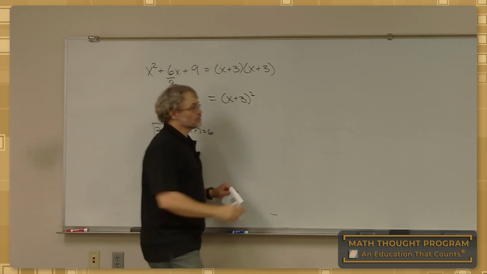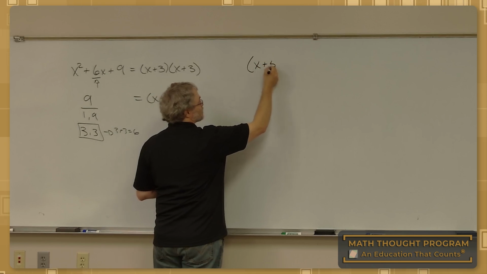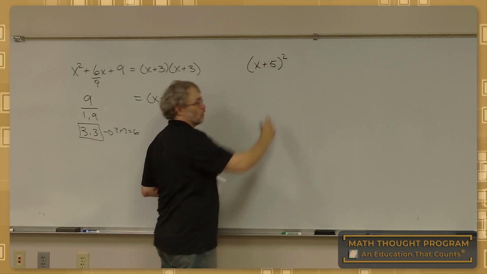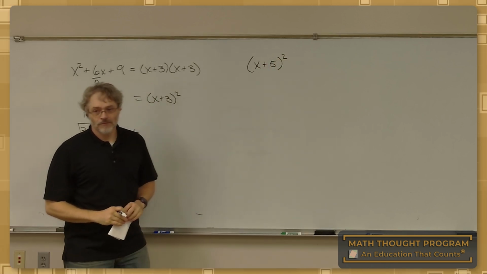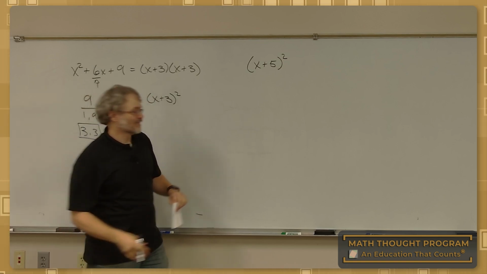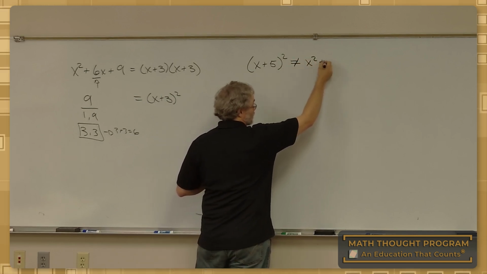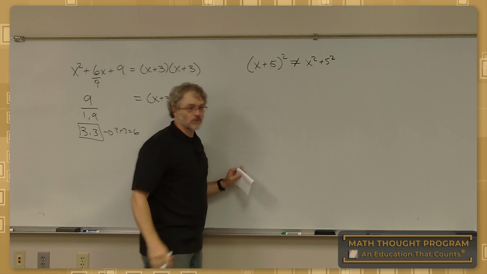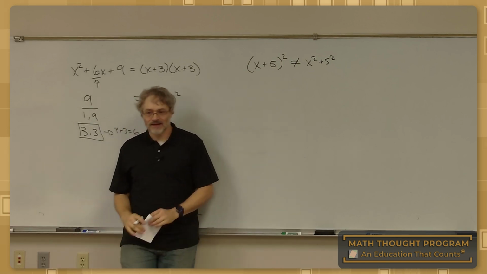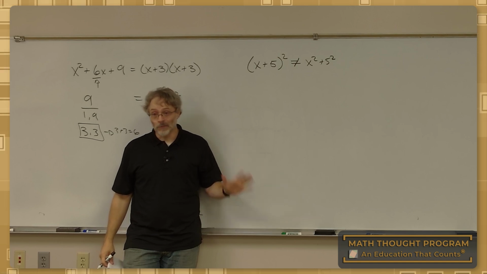Now, if I have x plus 5 quantity squared, look at what this thing's not. This is not x squared plus 5 squared. Real common mistake. I see this happening all the time on the exams. Don't make this mistake.